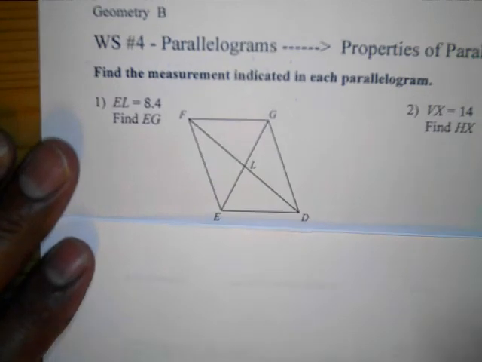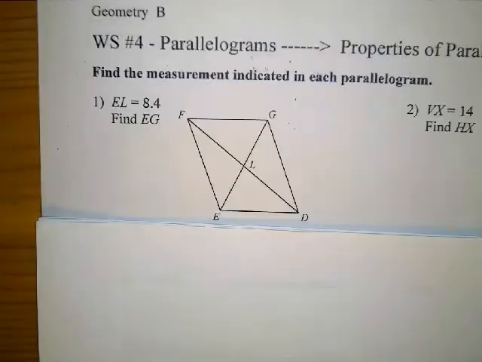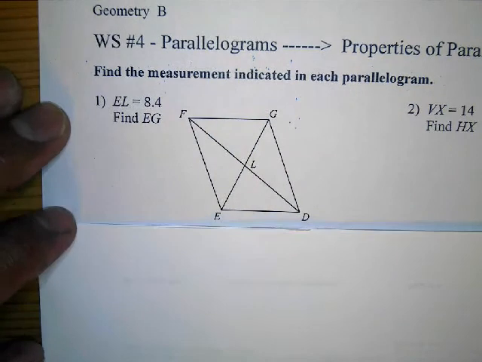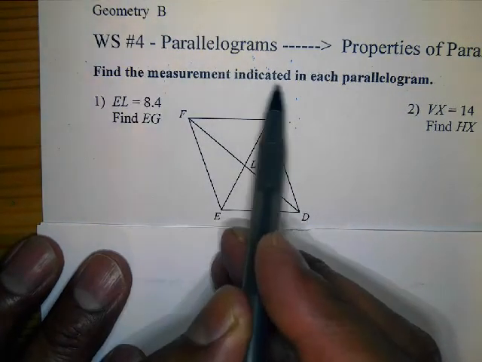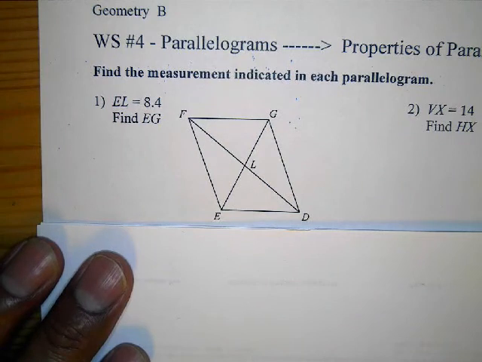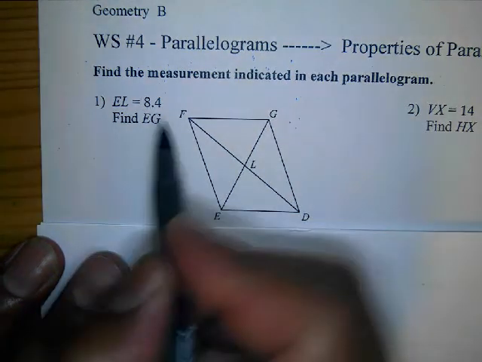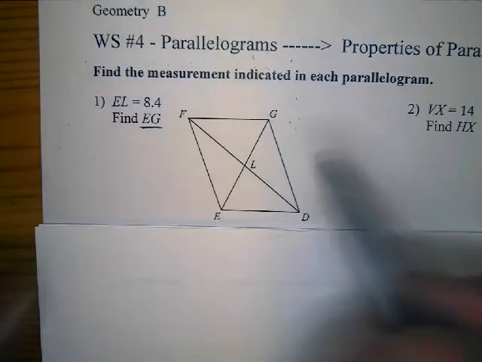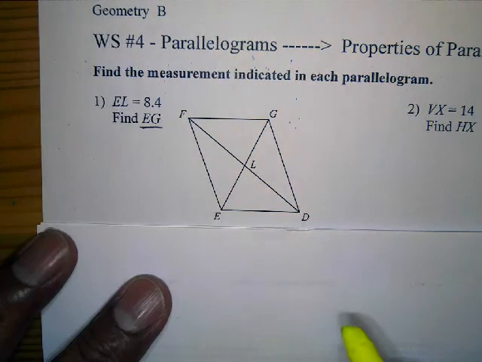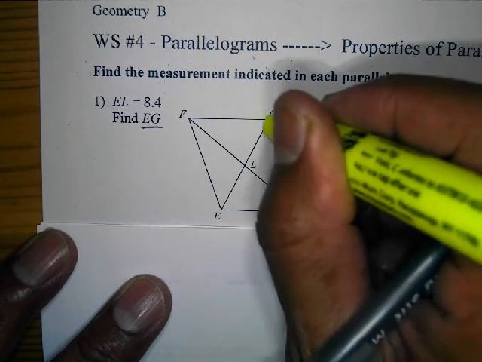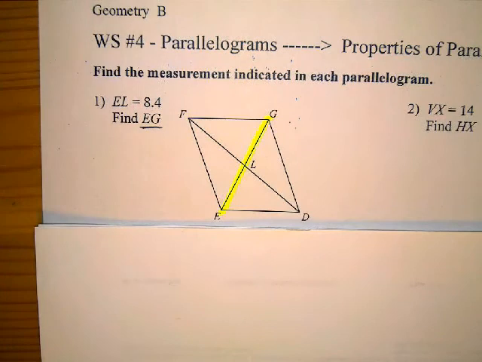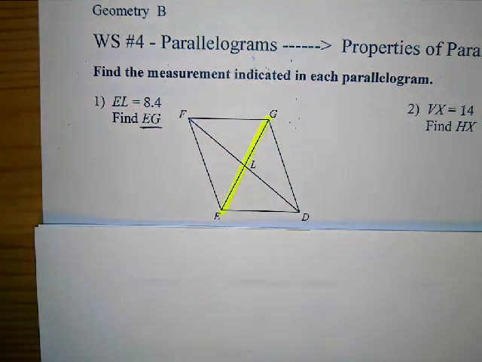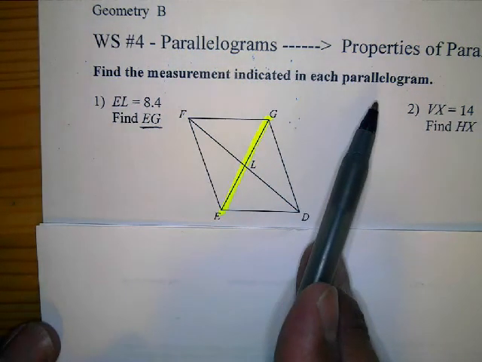Again, this is where you're going to pause it. If you were not able to print it, pause it here, copy the problem, and then push play. Okay, so here it is. Find the measurement indicated. They're just asking you to find one measurement. They're asking you to find EG. EG is the whole thing from E to G. Okay, so we know what we're looking for.